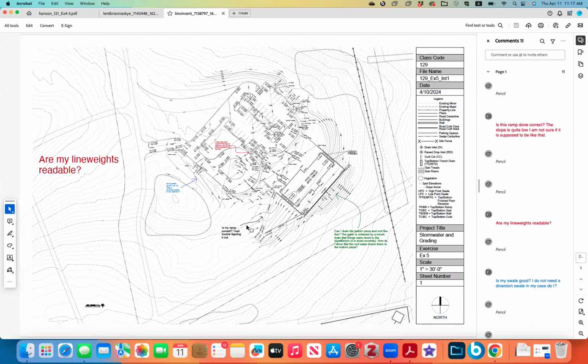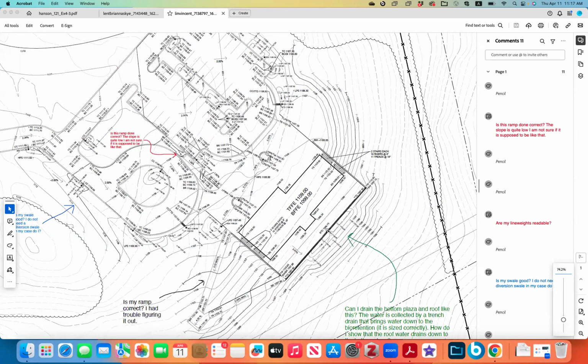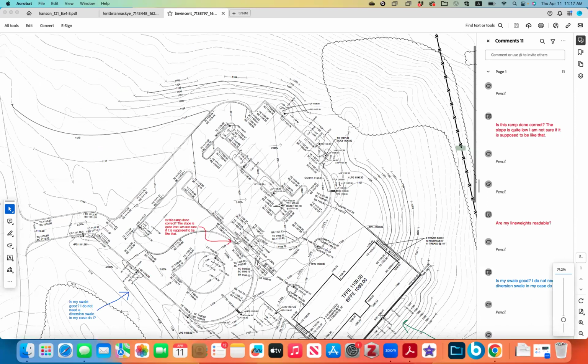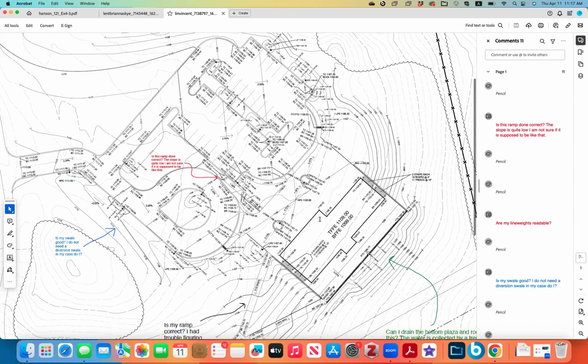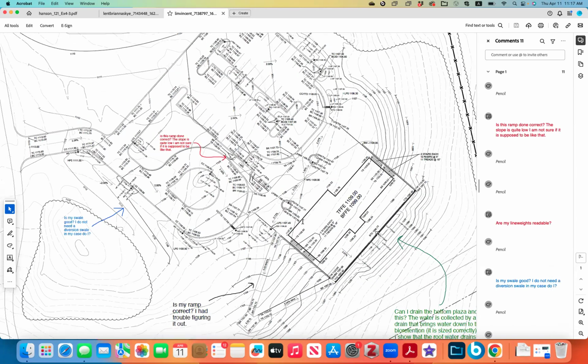Your line weight. I would say your contours are still a little too light. You can make your background, the existing contour, fade out a little bit more, and the proposed contour needs to jump out a little bit more.